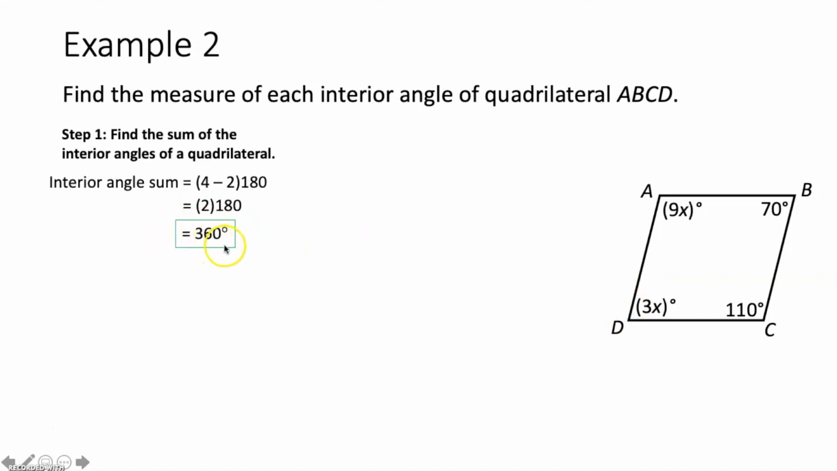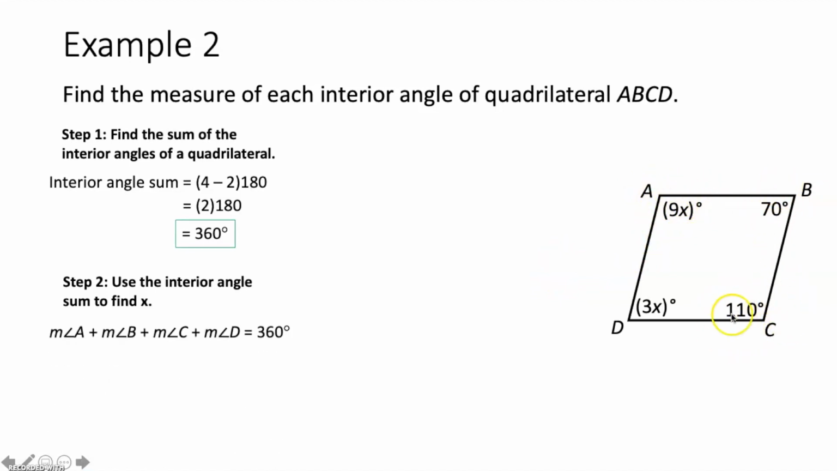Because I know that, I can now set up an equation to solve for x. All I have to do is take the measure of angle A plus the measure of angle B plus the measure of angle C plus the measure of angle D and set that equal to 360 degrees, the sum of the measures of the interior angles of this quadrilateral. Now I plug in what I know. I know the measure of angle A is 9x, that goes in here. Measure of angle B is 70 degrees, that goes in here. Measure of angle C is 110 degrees, that goes in here. And the measure of angle D is 3x degrees. I now have an equation where I can solve for x.